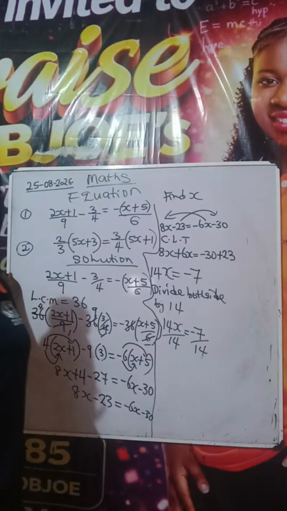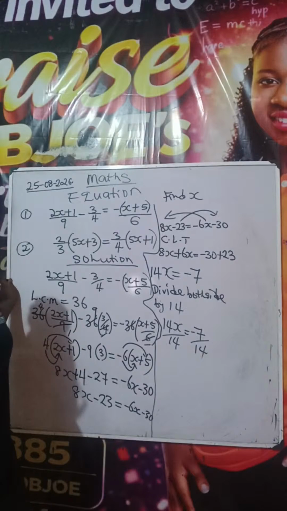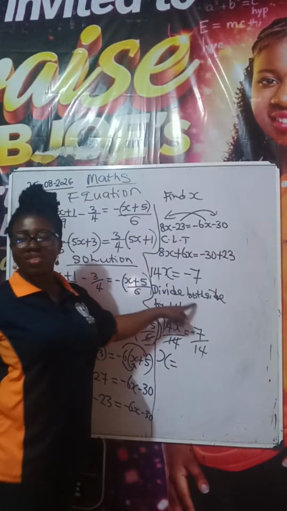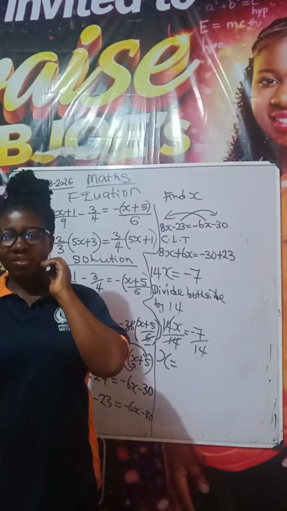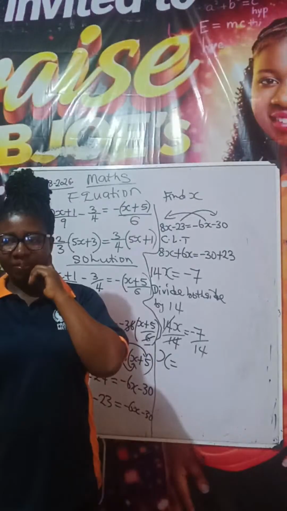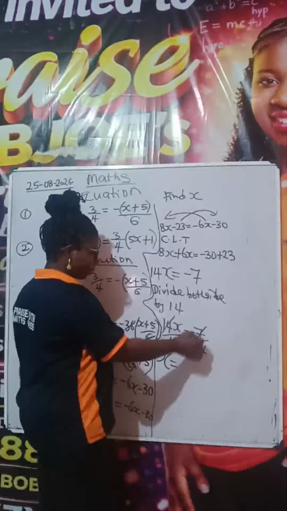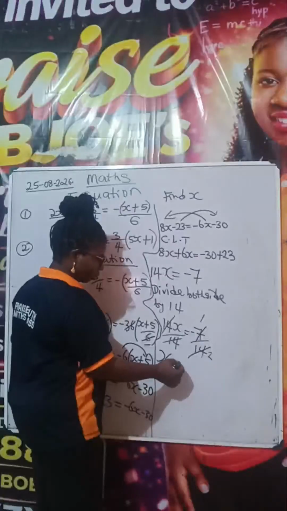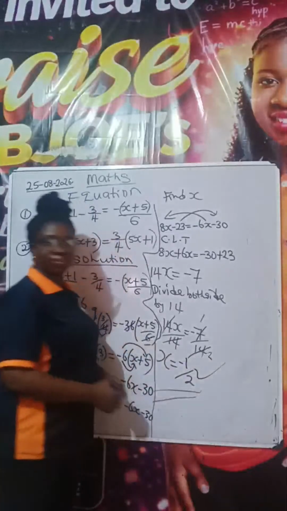Now look at it. So this is removed, and we have x equals to, now 7 and 14, can they divide, minus 7 and 14? Is it possible? Yes, it's possible. 7 here gives 1, and 7 here will give us 2. So x is minus 1 over 2, and that is the answer.